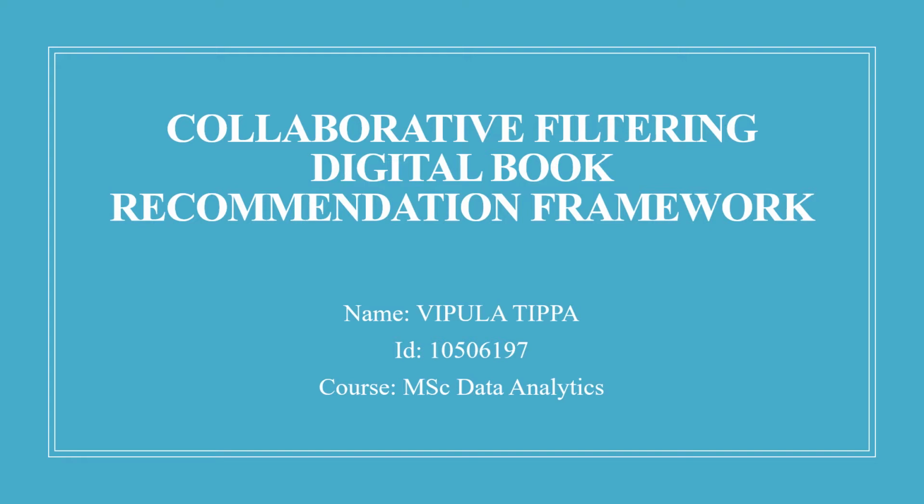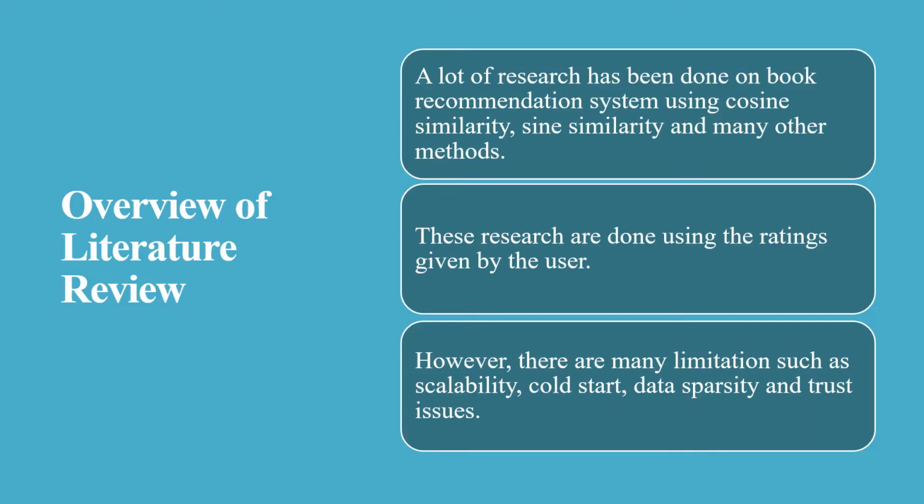As I started my research work, I found that a lot of research has already been done on book recommendation systems using cosine similarity and sine similarity. But there were many limitations like scalability, cold start, data sparsity, and trust issues, because some users just rate higher for their favorite authors, or when they receive the book, they don't come back to the website to give a review or rating. This results in the cold start of the book.